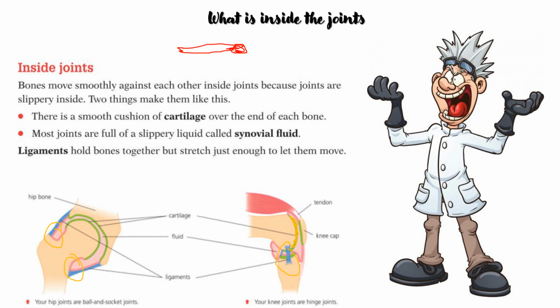Okay? Most joints are full of slippery liquid called synovial fluid. So here's another point: there's a slippery liquid inside our joints. It's called the synovial fluid, and it's very important. Humans who are born without synovial fluid can have very major problems in moving. They get severe pain in their joints, because the synovial fluid is disappearing. There's a disease which we will learn in the next slide that causes synovial fluid to disappear. And what's the name of that disease?